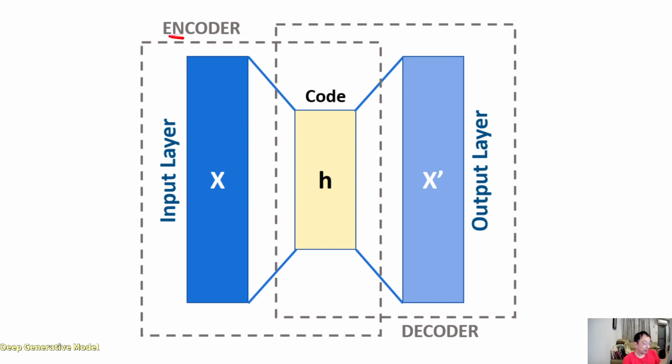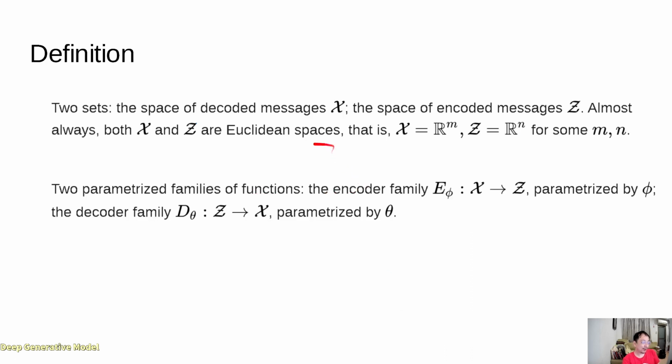The function itself we call the encoder. And the other one we call the decoder. It works in reverse, from H to X prime. It is almost like the encoder, except that the input dimension of the decoder is the same as the output dimension of the encoder, and the output dimension of the decoder is the same as the input dimension of the encoder. That is all this definition says.